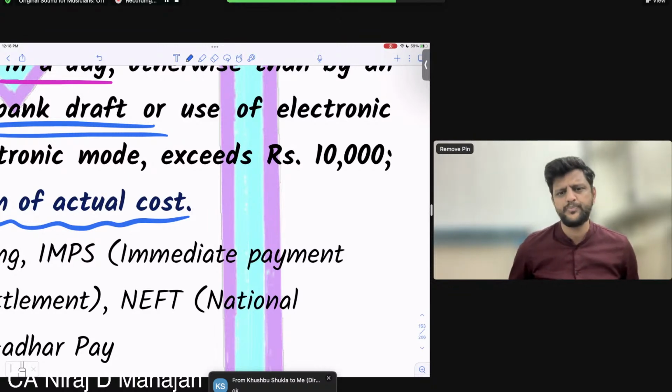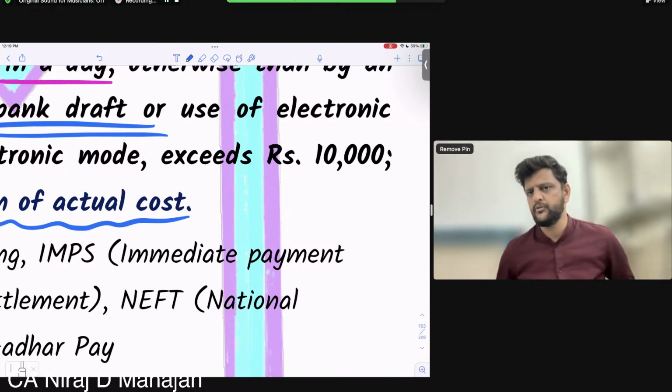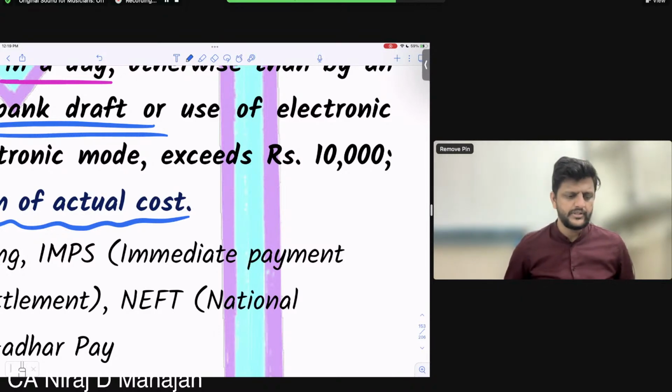Why is actual cost zero? Because you paid cash of more than rupees 10,000 in a day to a person. Yes, you can ask me various questions, sir. What if you pay over a couple of days, say 4 days? Then it will be allowed. But if in a single day you are making more than 10,000 payment to a single recipient, then the entire amount will be disallowed. Clear?